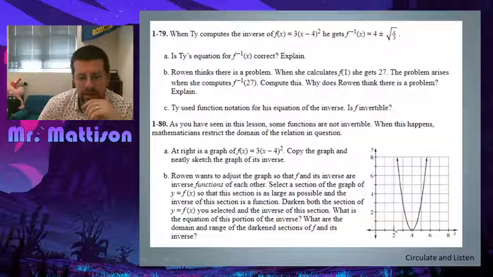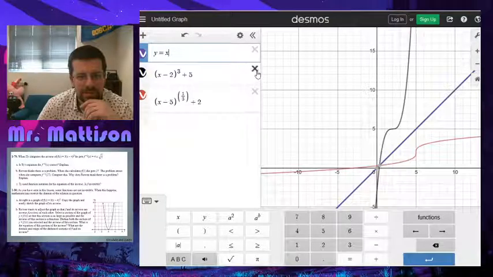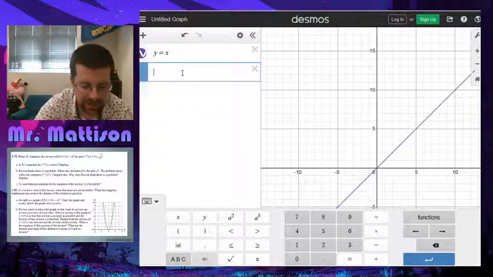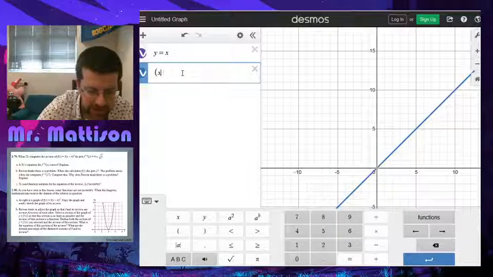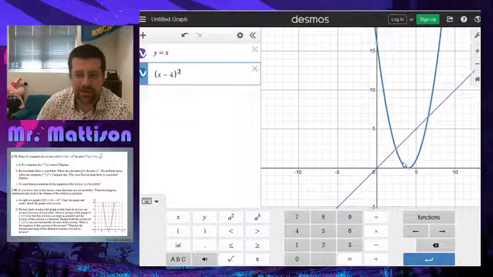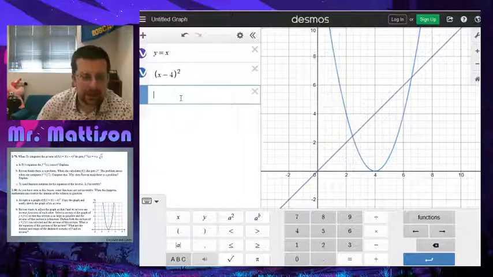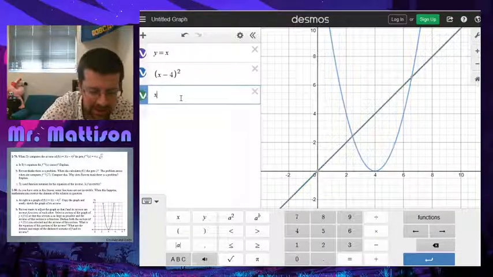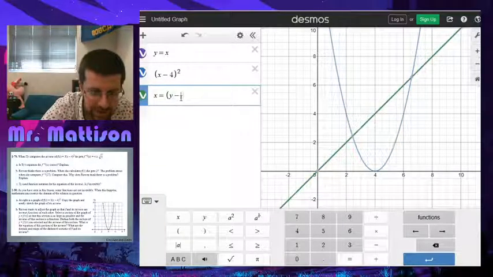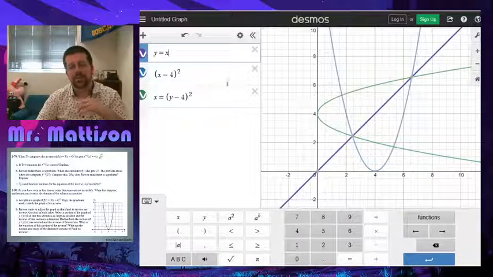Well, this right-hand side of my function here, let me pull this up on Desmos so I can graph it a little nicer for us. So let's just do x minus 4 to the second, right? There's the graph. It might not be the exact same, but close enough for us. But then if I graph the inverse of that, which is going to be x equals y minus 4 to the second, there's my inverse graph, right?